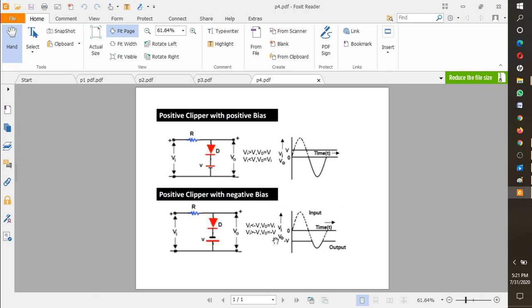So here we have discussed simple shunt clipper without bias and with bias. In the next section we will move on to other clipper circuits.